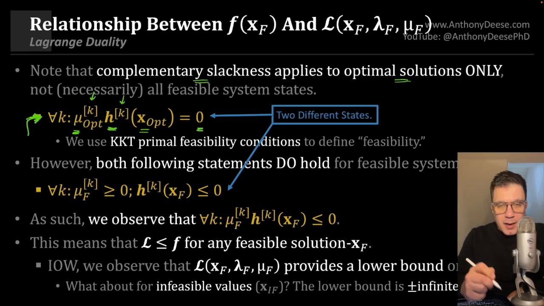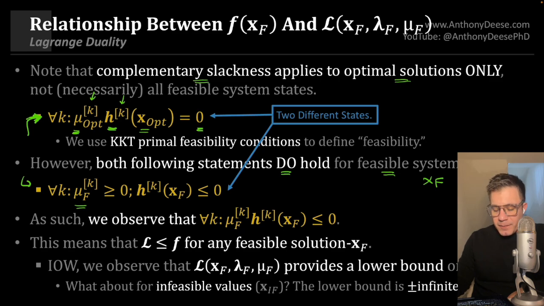So this statement up above does not hold for a simply feasible solution. However, both of the following statements below do hold for feasible system states, again, x sub f. What we know is that all of our mu Lagrange multipliers must be greater than or equal to 0. This is part of our dual feasibility condition from KKT. And h of x sub f is less than or equal to 0, and that's part of our primal feasibility condition.